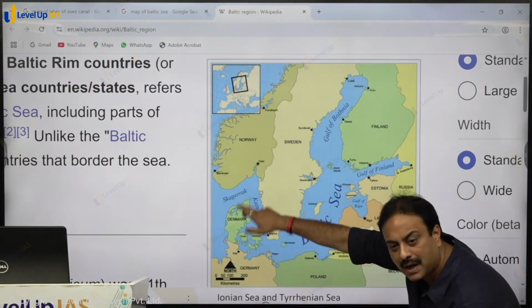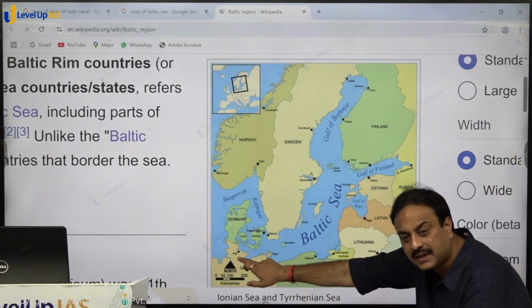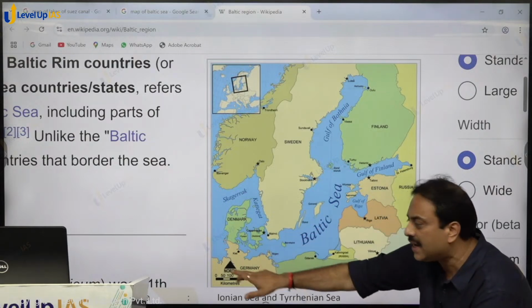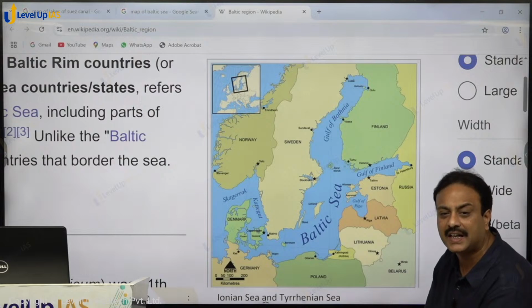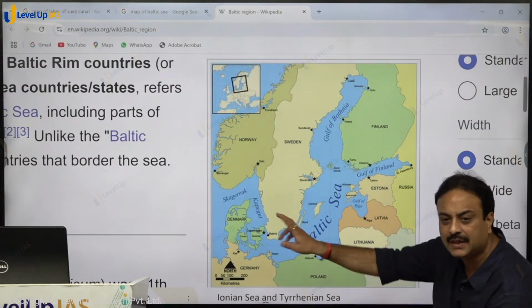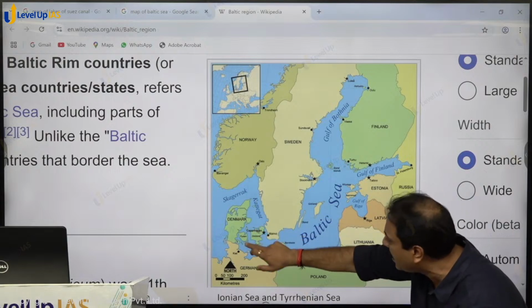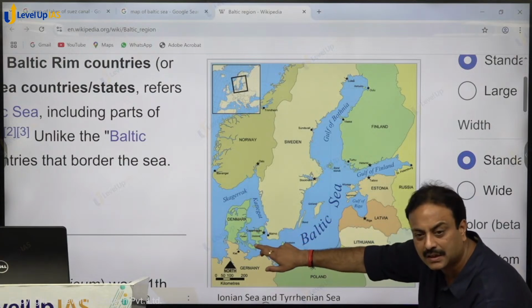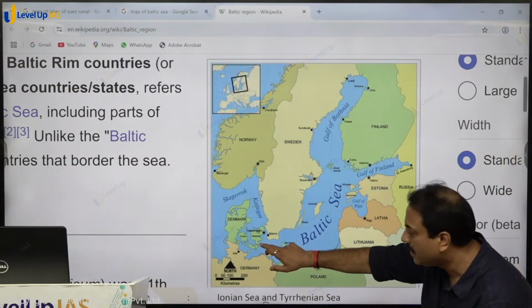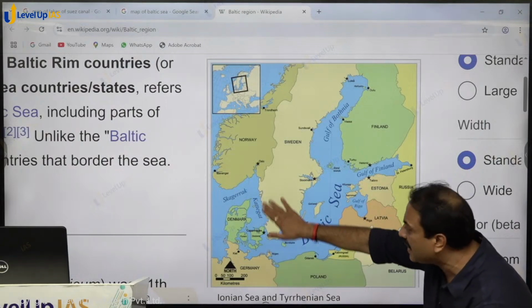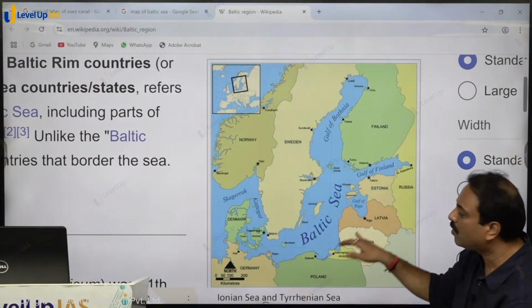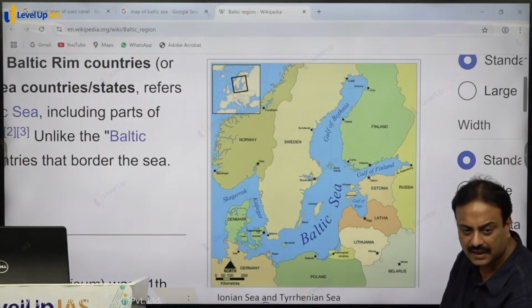This is your Denmark. This is Germany. Germany is having a town called Kiel. Through Kiel, a canal is made that is called Kiel Canal. So Kiel Canal connects Baltic Sea to North Sea. This is Kattegat, this is Skagerrak, and here you are having the Danish straits, the three straits that are mentioned over there. They connect it to Kattegat and Skagerrak. So all the statements written over there are correct.